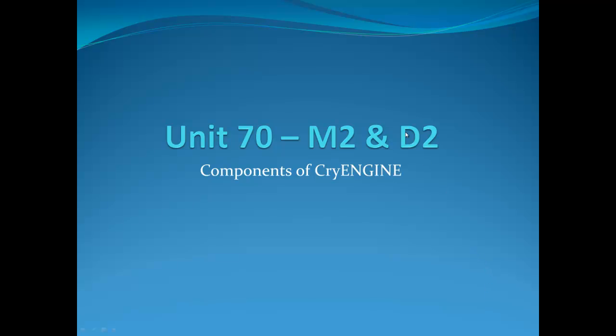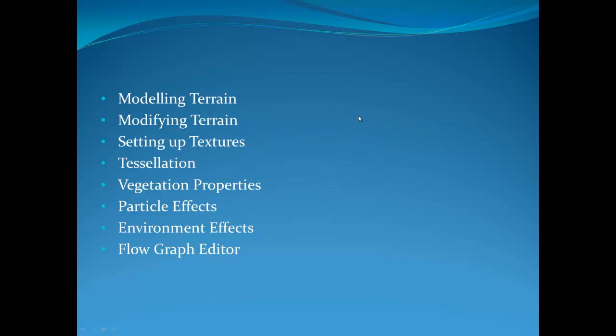Welcome to this presentation. Today I am going to be discussing the different components of CryENGINE. This presentation will feature all sorts of components. This will include modeling terrain, modifying terrain, setting up textures, tessellation, vegetation properties, particle effects, environment effects, and a flow graph editor. I'll be showing before and after screenshots of the different outcomes, and I'll also be going into detail about the different properties and parameters that you can manipulate to make these different outcomes occur.